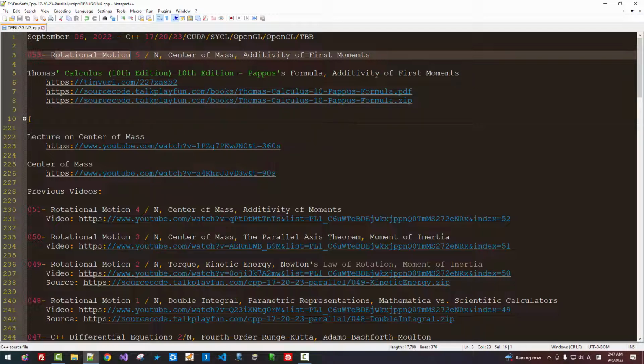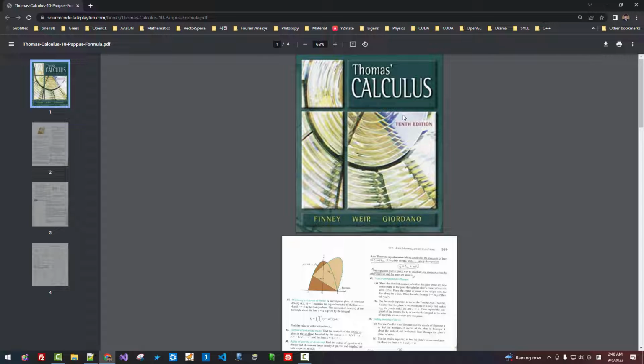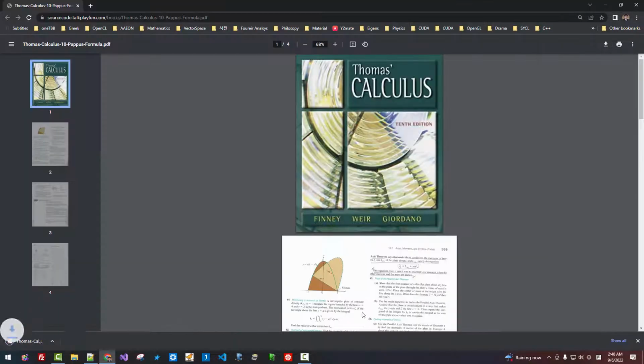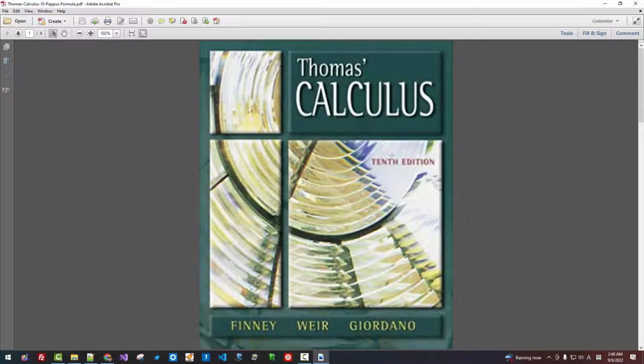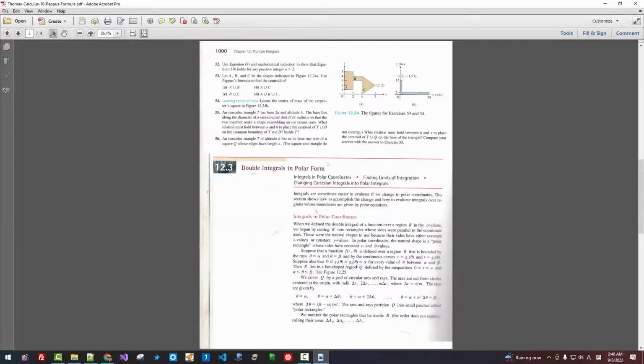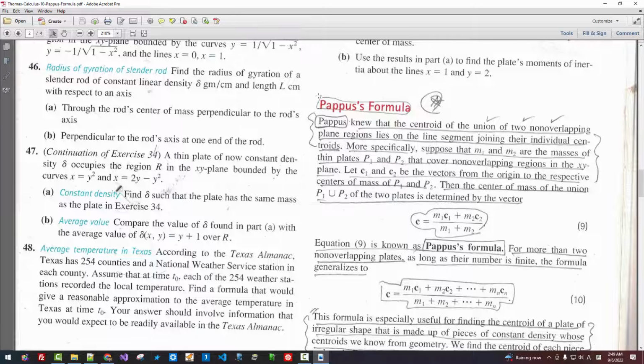In this episode, I will discuss additivity of pulsed moments from Thomas's Calculus 10th edition. If you double click this link, you can open this PDF. This PDF contains only 4 pages. Please double click this link to download this PDF file. If you double click it, you can find Thomas's Calculus 10th edition. I could not obtain a PDF file for Thomas's Calculus 10th edition, so I scanned a few pages. Here, Chapter 12, Section 2, Area, Moments, and Center of Mass, page 999. If you scroll down, you can find Pappus formula.